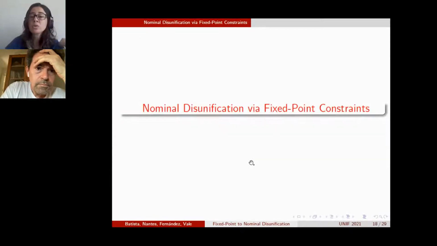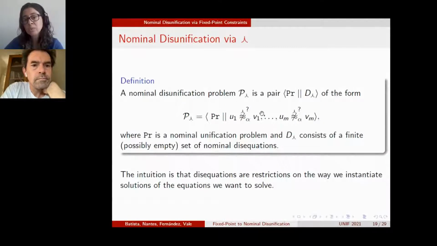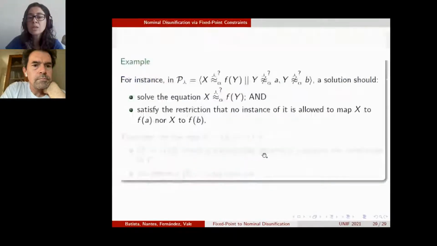About the nominal disunification. Now we have a unification problem, but we also have these disequations. So we have a number of these disequations, and we want to find a way of solving the equations in PR and solving these disequations. Okay, so how are we going to do this?